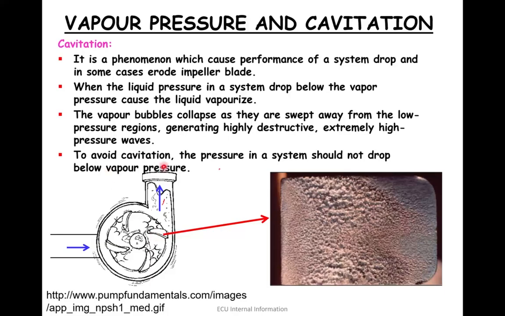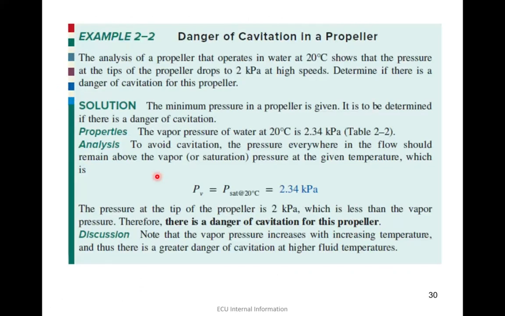To avoid cavitation, the pressure in the system should not drop below vapor pressure. And this is what we learn from this slide: what vapor pressure is, what cavitation is, what damage it causes, and how we should avoid it. And this is what we need to know.